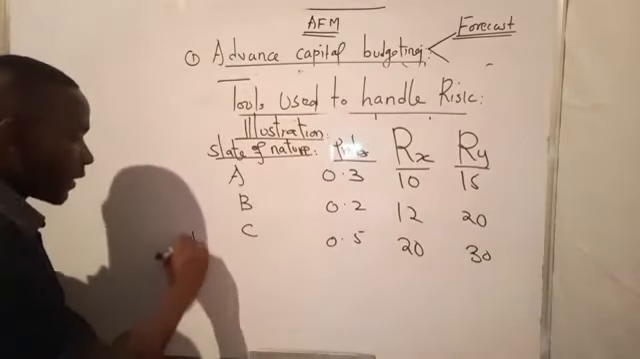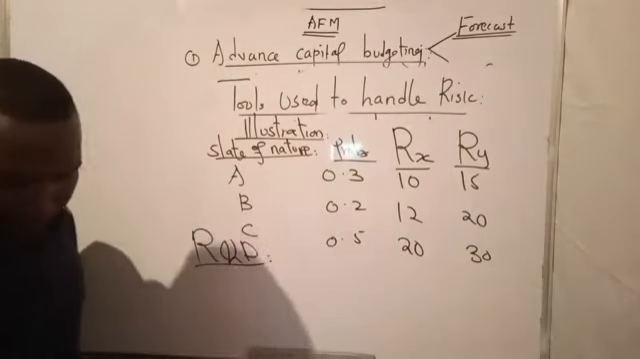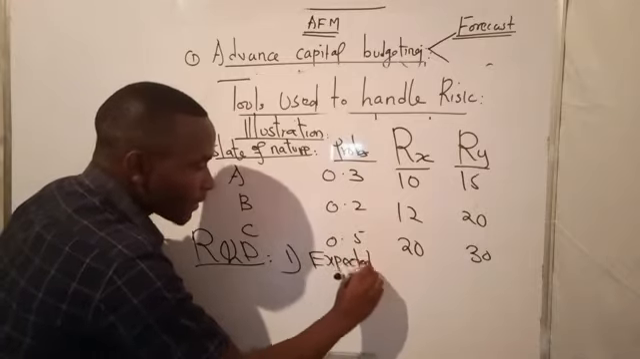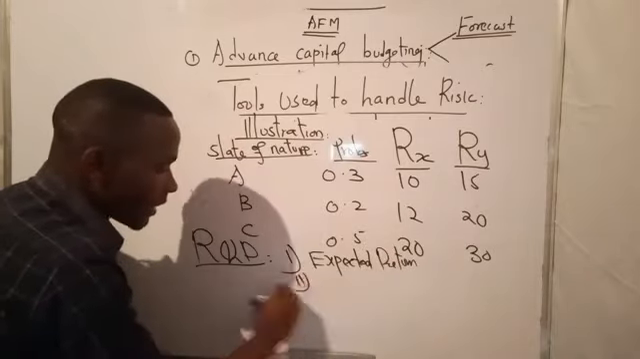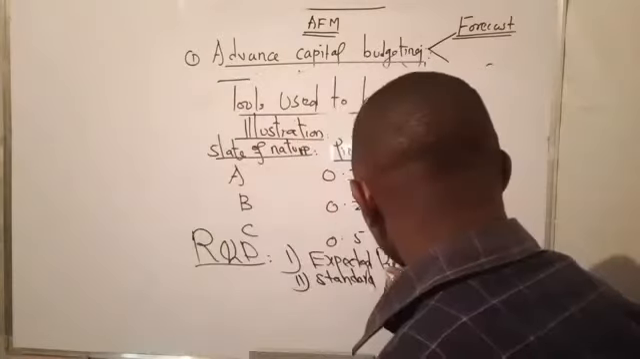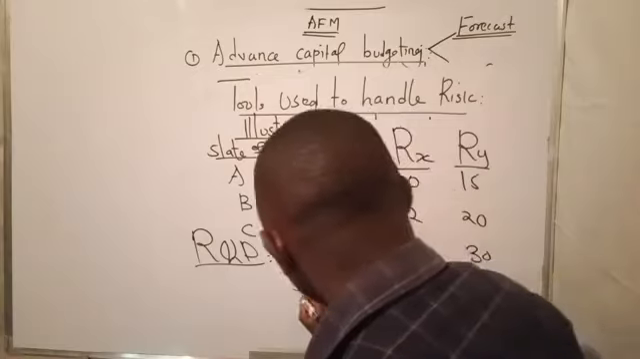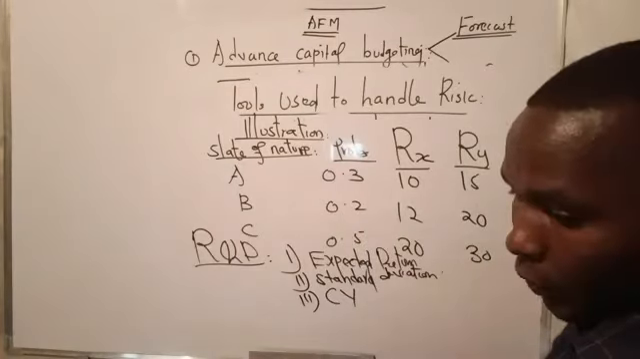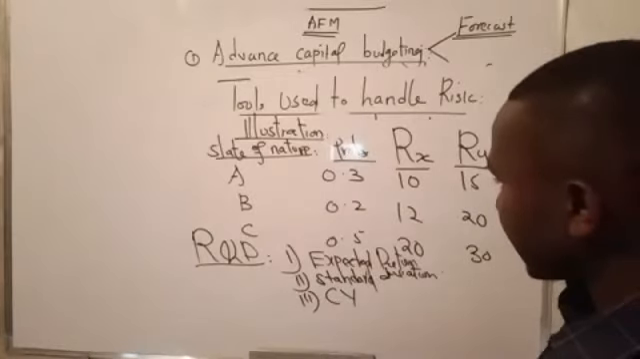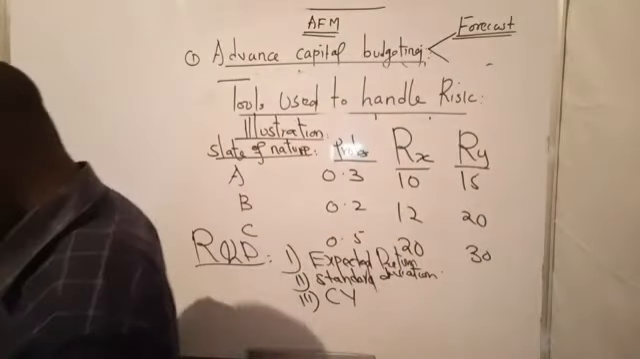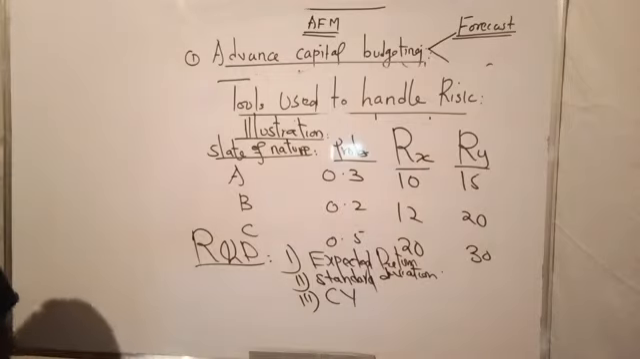And then it is required, number one, expected return. Number two, standard deviation, and number three is coefficient of variation, that is CV. So how do you get the expected return? You did financial management, that's why you have to advance in financial management. So it means that you have come across this one. How do you calculate the expected return?